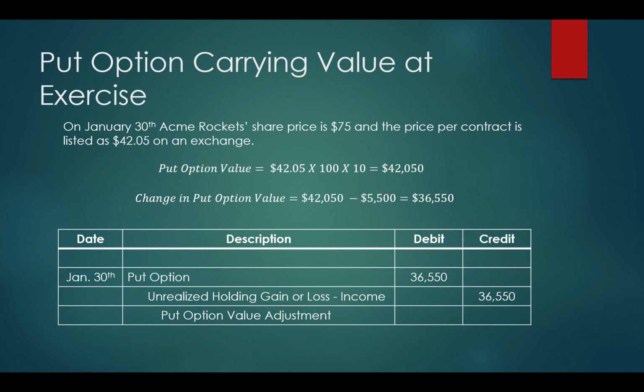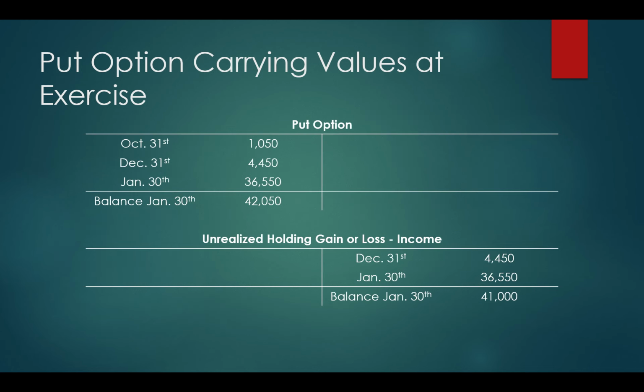We debit the put option account for $36,550 and credit the unrealized holding gain or loss income account by $36,550. Again, we calculate the carrying value of the put option using a T account and see that the entries for purchasing and the various adjustments give us a carrying value of $42,050, which is 1,000 times the price shown in the options chain. For the unrealized gain, we again use a T account and see that the balance for the unrealized holding gain or loss income account is $41,000.